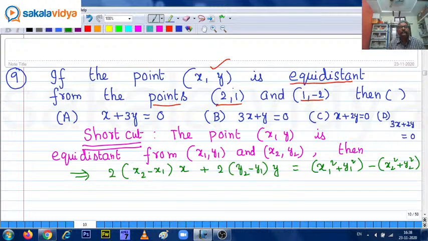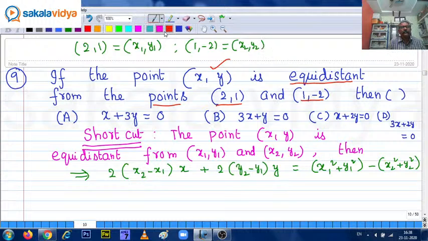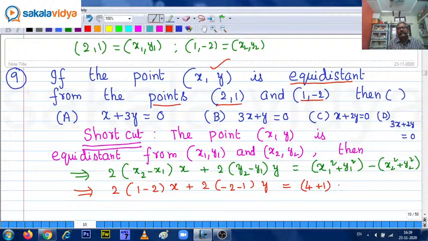Now this point (2, 1) is (x1, y1). Next, the other point (1, minus 2) consider as the second point (x2, y2). Corresponding values, let us substitute. I take another color, red color here. 2 times (x2 minus x1): x2 minus x1 means 1 minus 2, into x, plus 2 times (y2 minus y1): y2 stands for minus 2 and y1 is 1, so minus 2 minus 1, into y, equal to x1 square plus y1 square, 4 plus 1, and minus (1 square plus minus 2 square), which is also 4 plus 1.